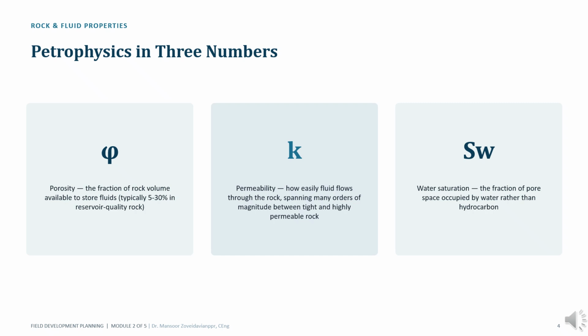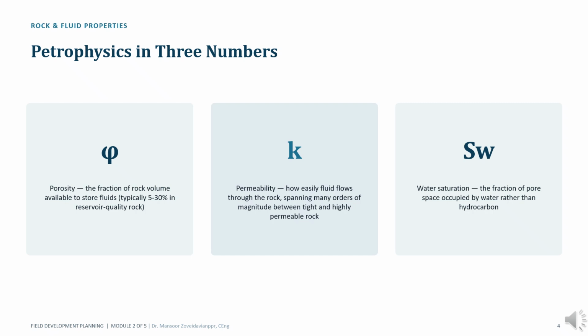The third is water saturation, represented by Sw. Water saturation measures how much of the pore space is occupied by water rather than hydrocarbons. Higher water saturation generally means less hydrocarbon-filled pore volume. These three properties are fundamental because they feed directly into volumetric calculations and static model construction.